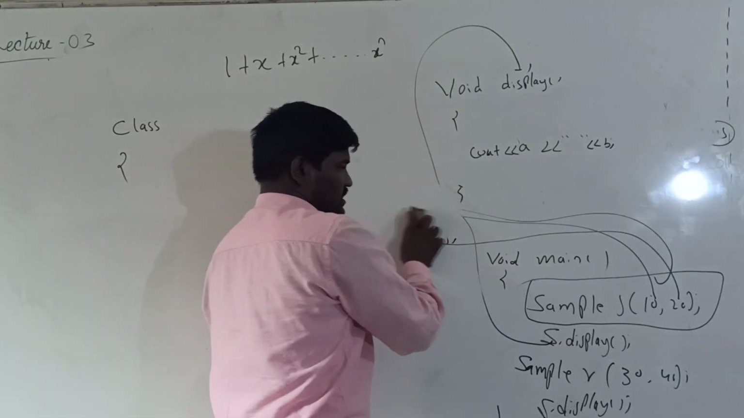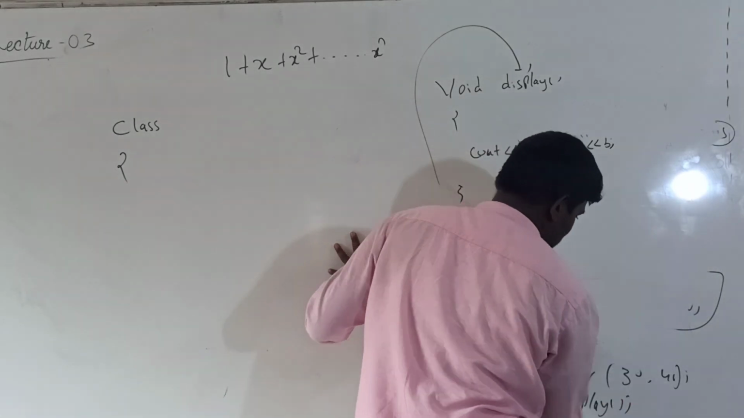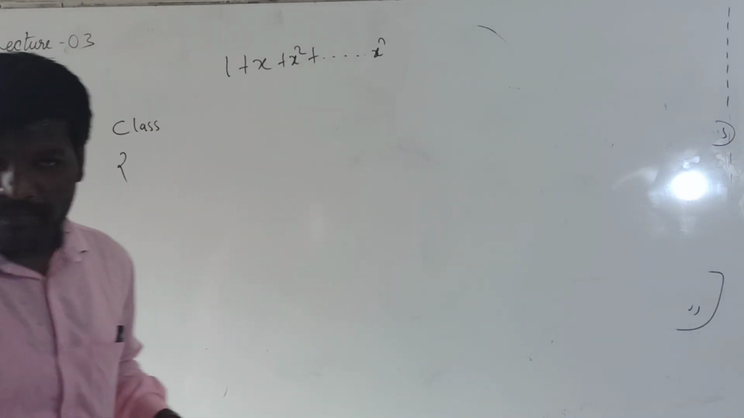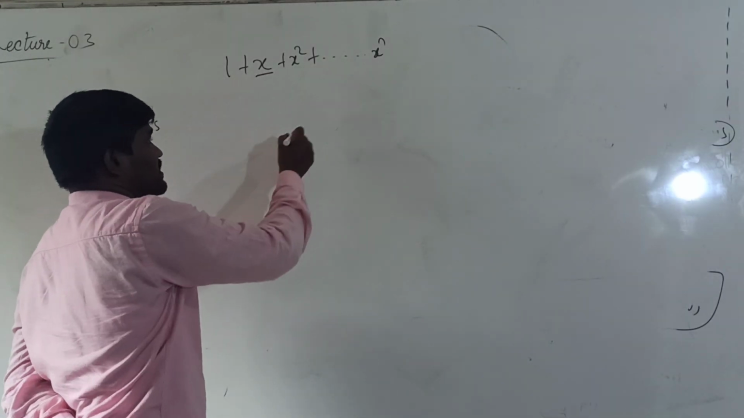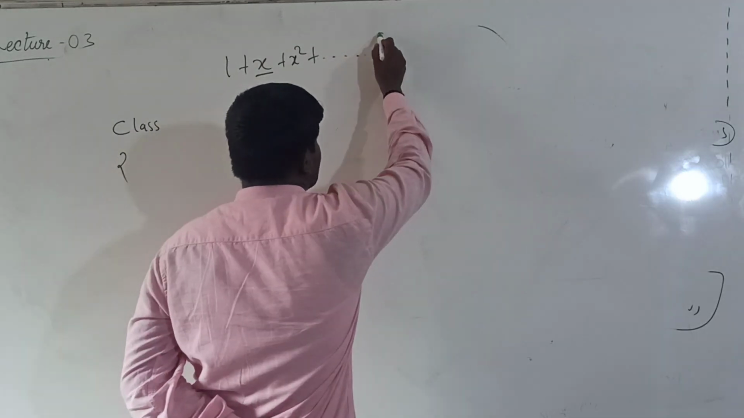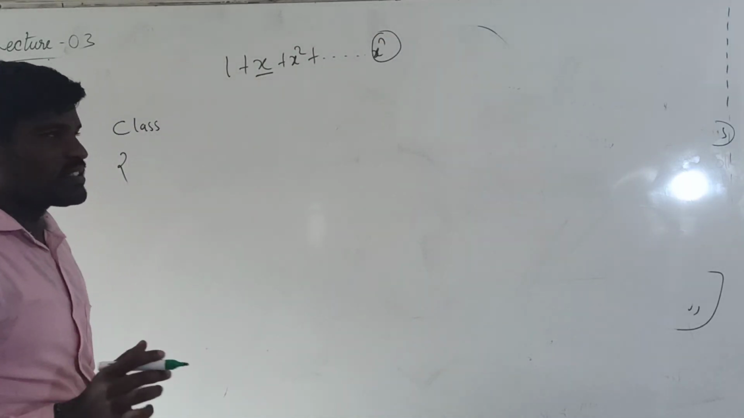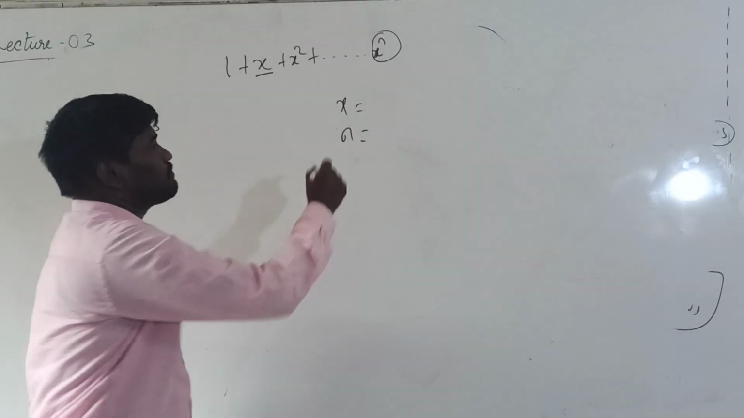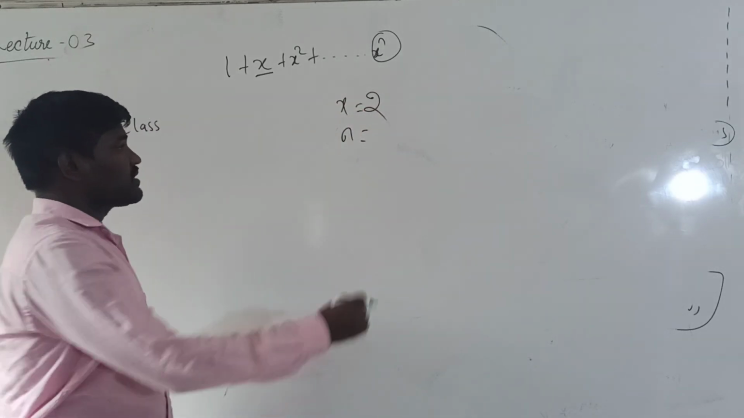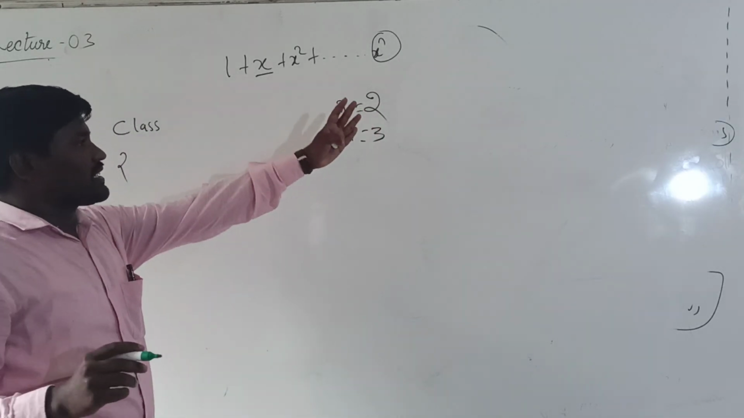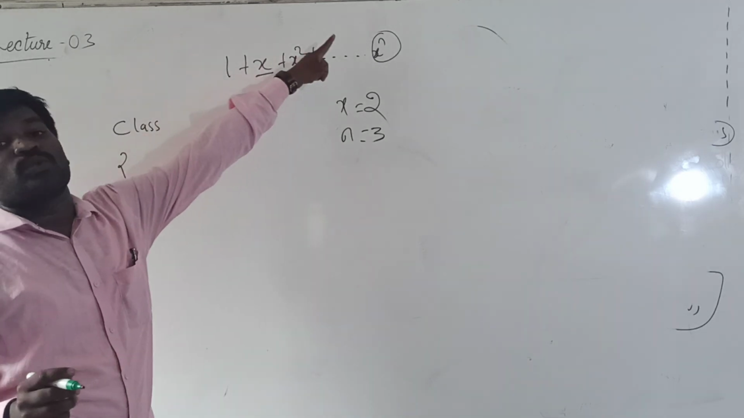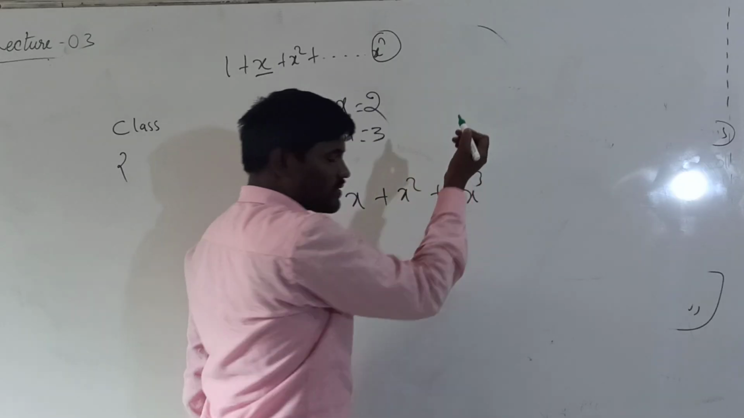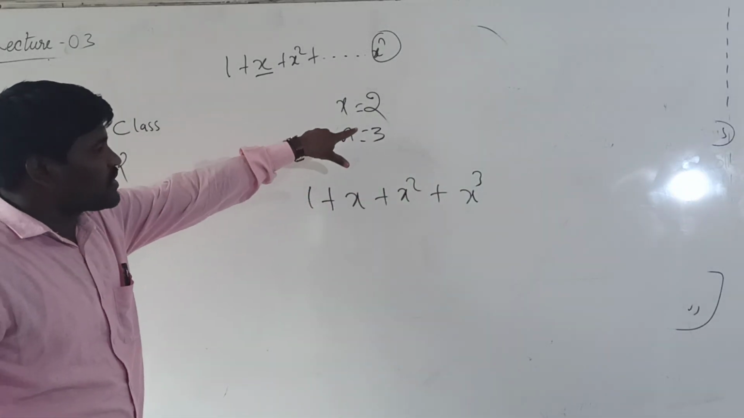In the given series, how many inputs are required to solve the series? Here x is there, and here the power is there. It is generally x to the power of n. So you can give the x value and you can give the n value. For example, if I give the x value as 2 and n value as 3, it will calculate up to x raised to 3, that is 1 plus x plus x square plus x raised to 3. Why? Because here the n value is 3.